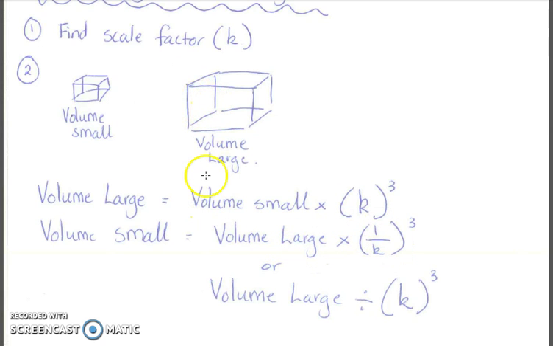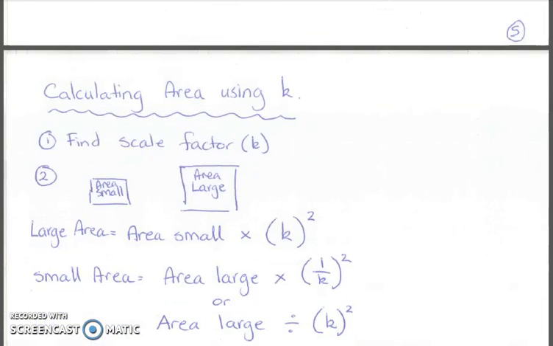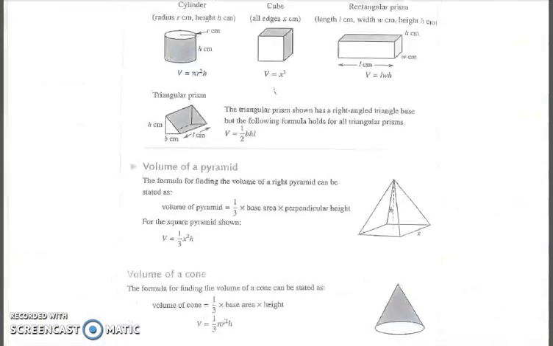If we're going from a large volume down to a small volume, how you manipulate your K value and your operation there, times or divide.